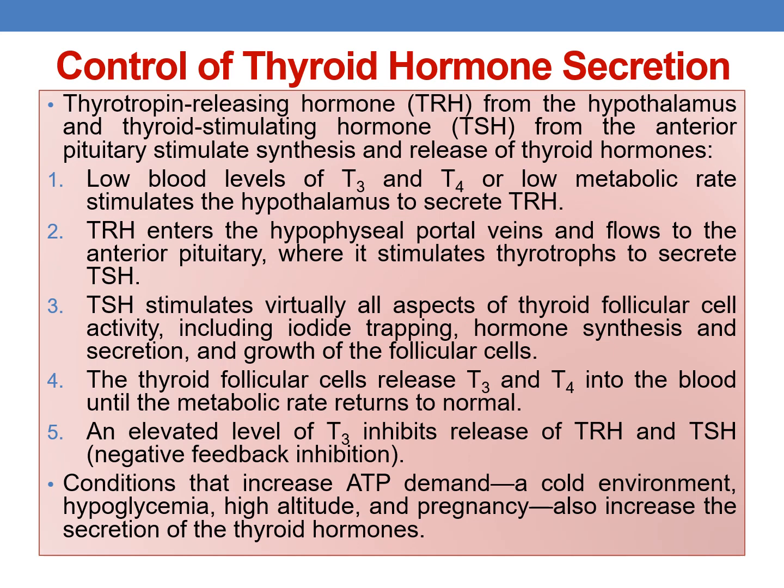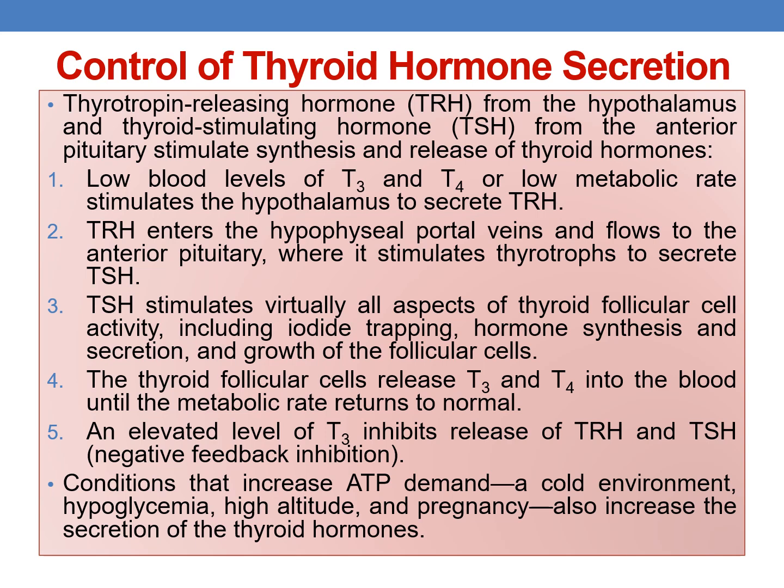Coming to the control or regulation of thyroid hormone secretion. The thyrotropin releasing hormone, TRH, from the hypothalamus and thyroid stimulating hormone, TSH, from the anterior pituitary stimulate the synthesis and release of thyroid hormones. And low blood levels of T3 and T4 or low metabolic rate stimulate the hypothalamus to secrete TRH.